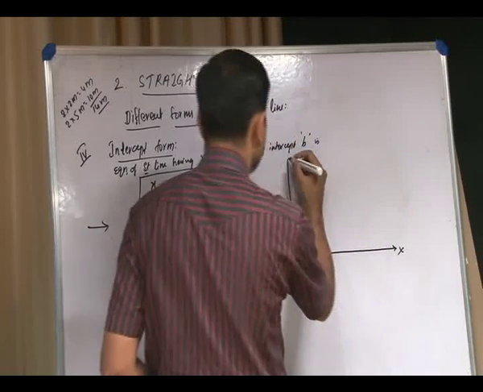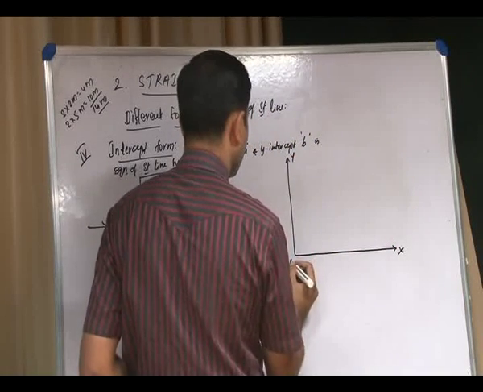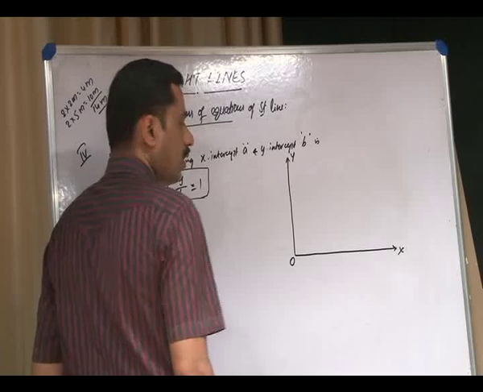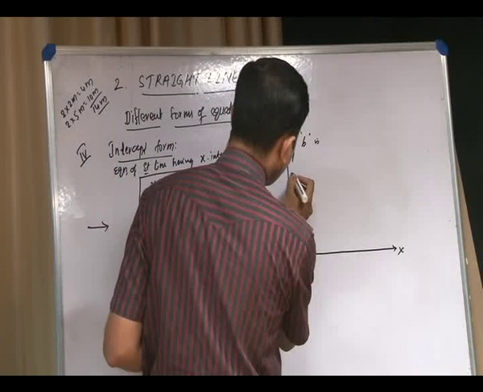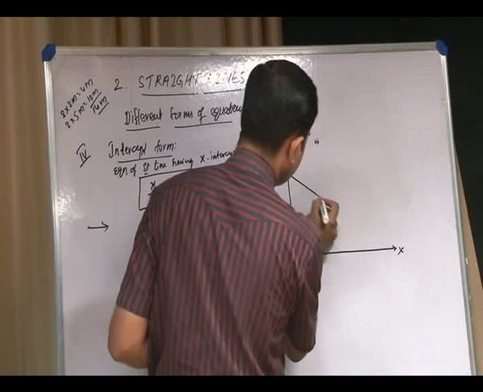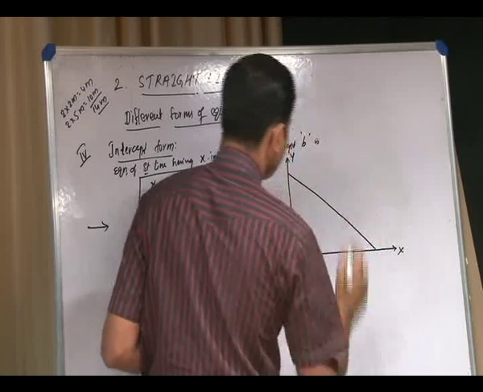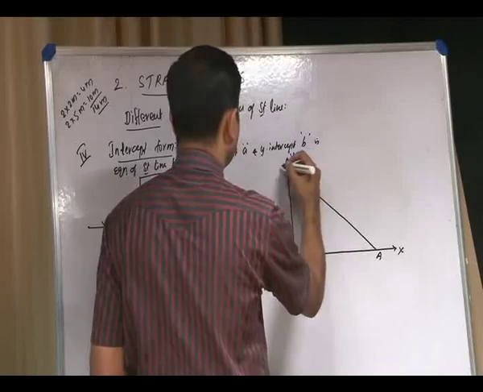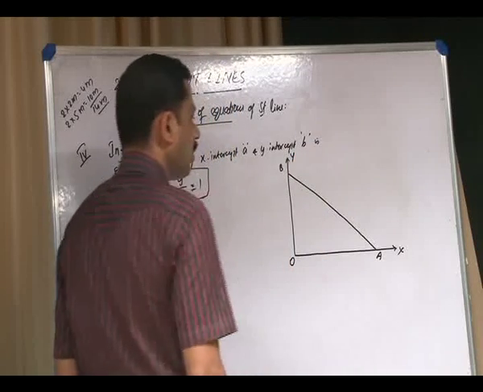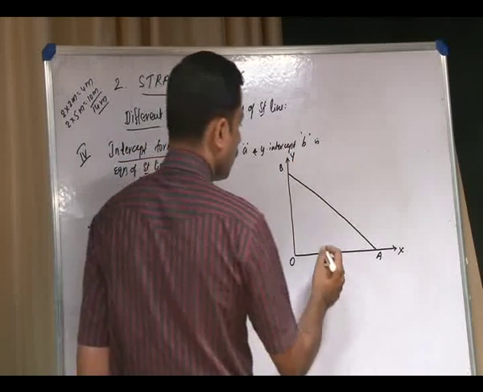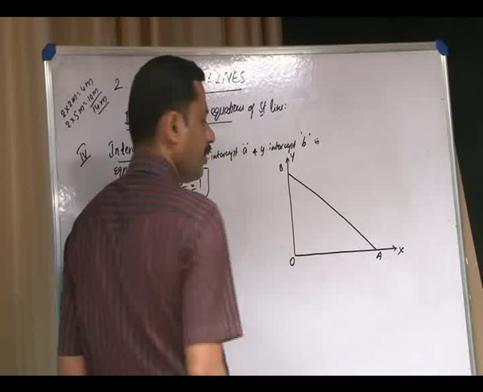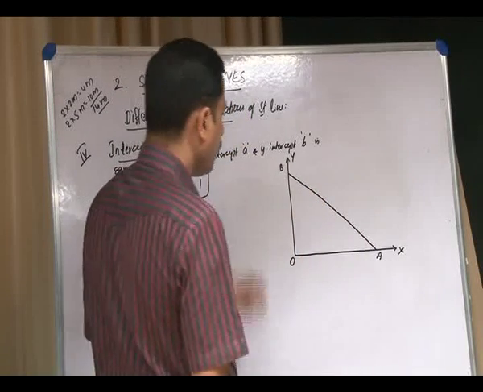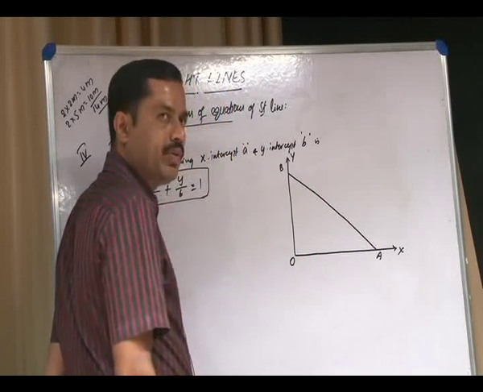So x axis and y axis, this is origin O. I'll consider a straight line AB like this. So AB is a straight line. It cuts off x and y axis at A and B respectively.